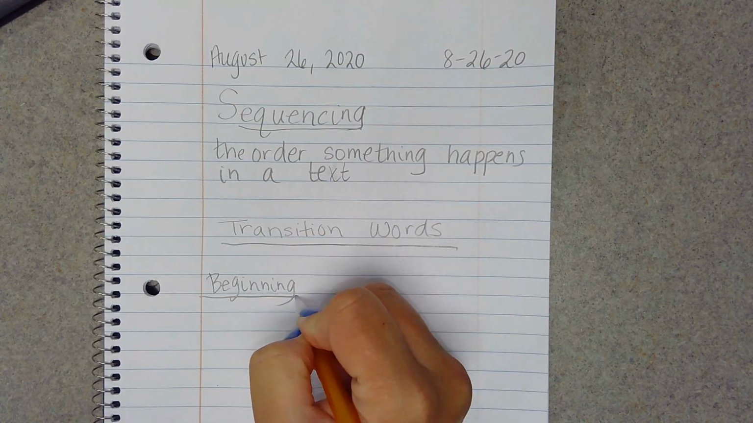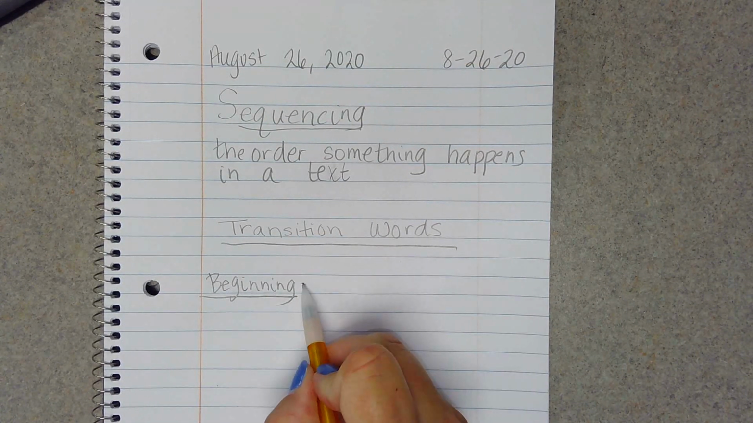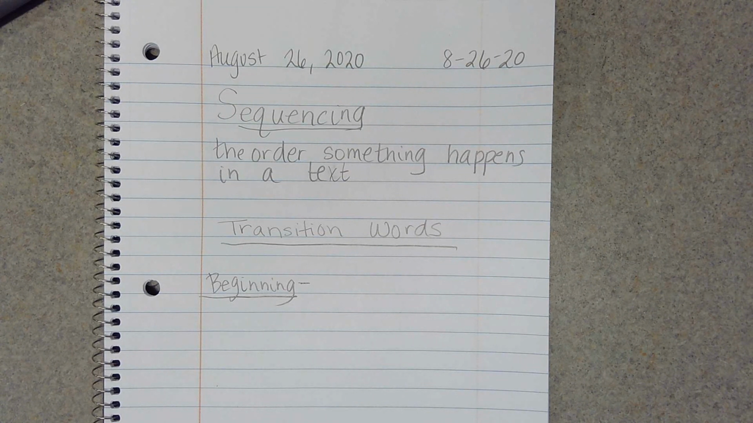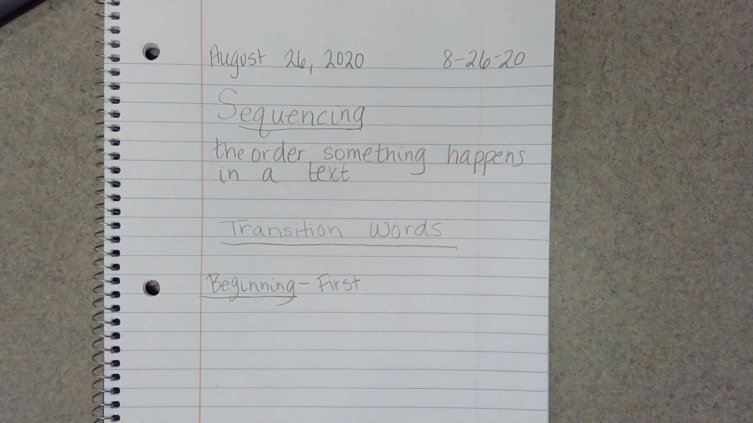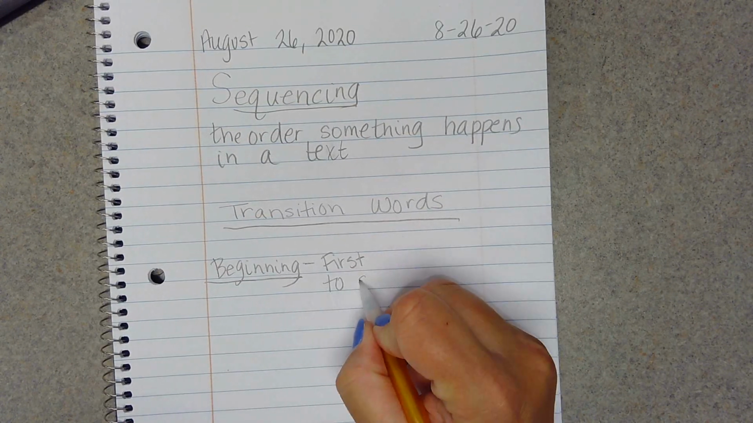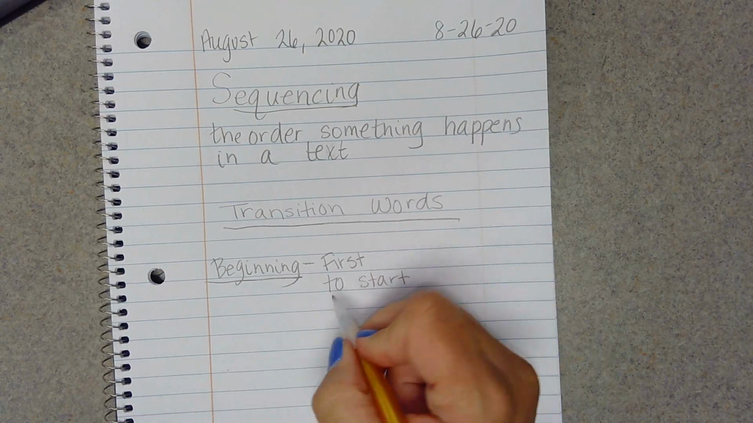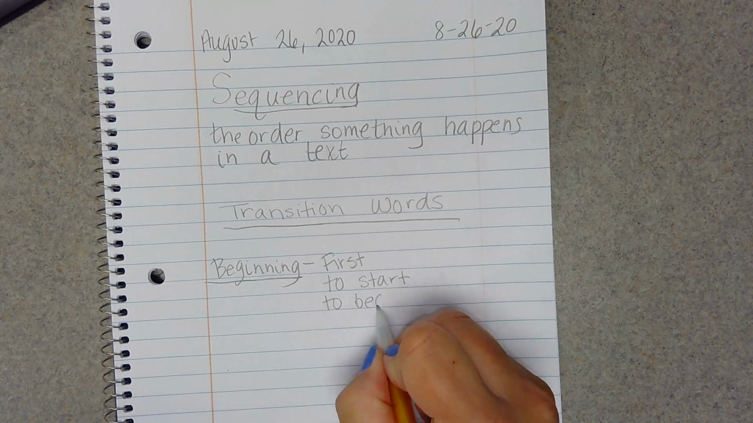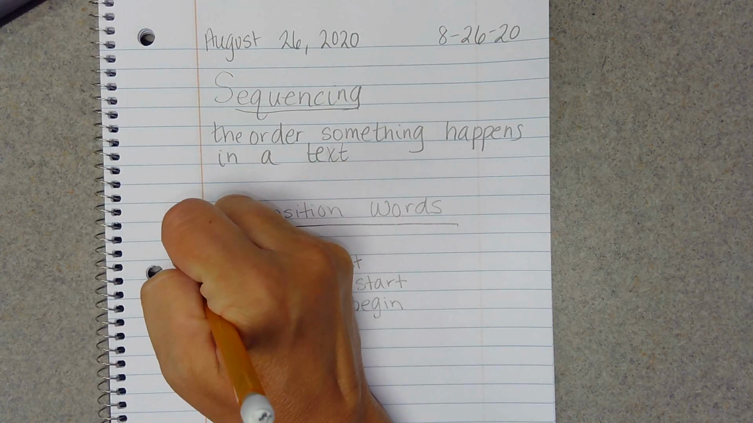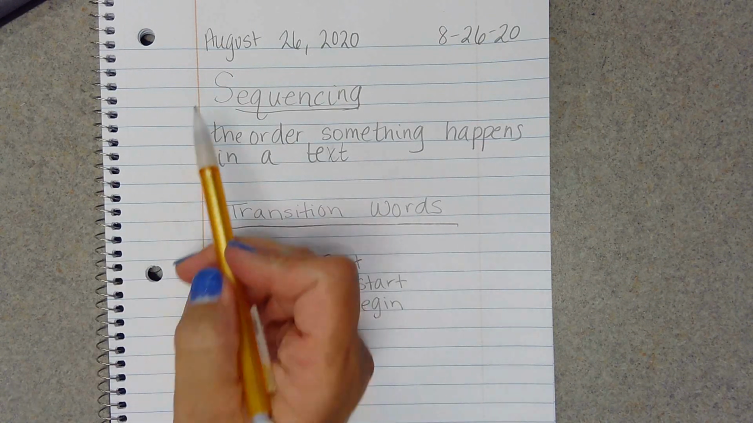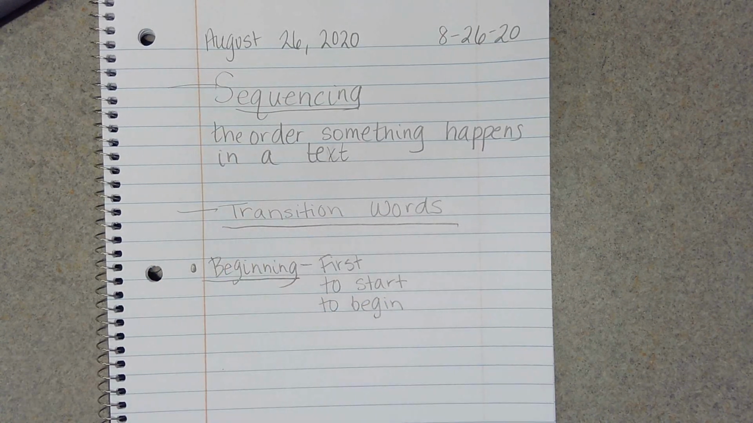You could use these at the beginning of your writing, or you could see these in the beginning of a story. You might see the word first or use the word first, to start, or to begin. Those would all be used in the beginning. And I'm going to use a bullet here to organize it, and I'm going to use dashes for my headings there.